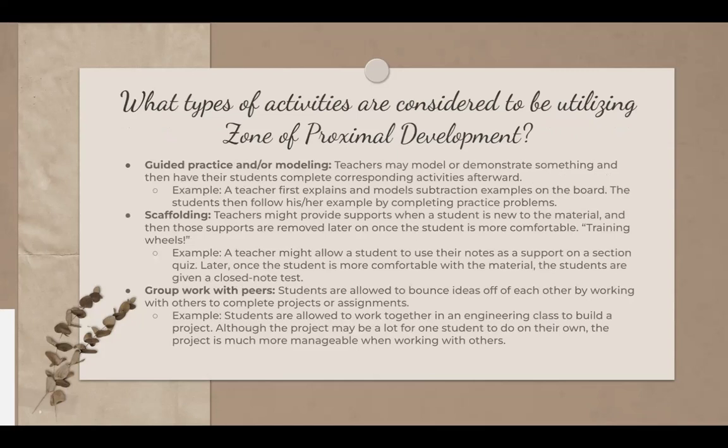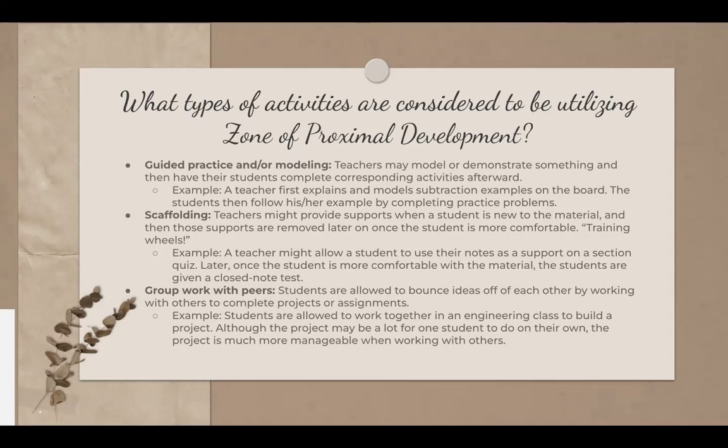So these are just some practical examples of activities that are considered to be utilizing the zone of proximal development. The first one is guided practice and/or modeling. Teachers may model or demonstrate something and then have their students complete corresponding activities afterwards. This is your form of traditional instruction. An example is that a teacher first explains and models subtraction examples on the board, and then the students follow his or her example by completing those practice problems on their own, or maybe they're talking about it with their friends and figuring it out.